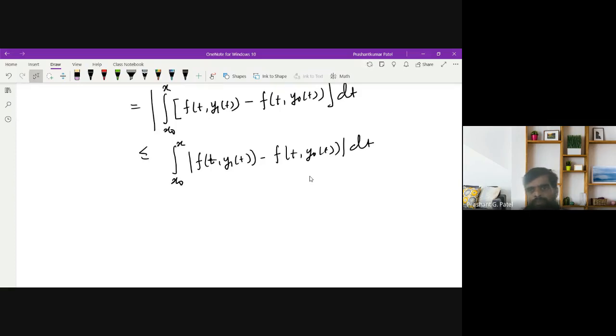But as per the initial value problem, we have dy by dx is equal to f of x, y.